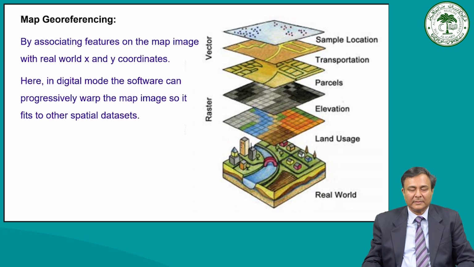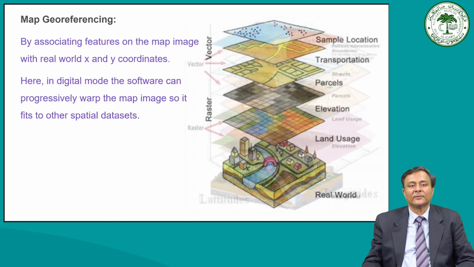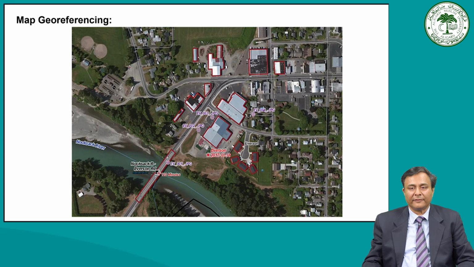Again, the same argument is explained in a different way, where we are representing the real world, where land use, elevation, parcel, and also the transportation network, etc. All of them are being plucked out in different layers. That is how, and all of them are stitched with the coordinates, and this is the process which is known as georeferencing.